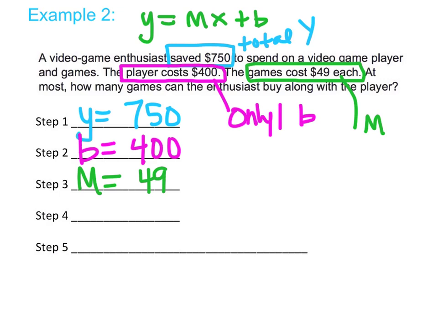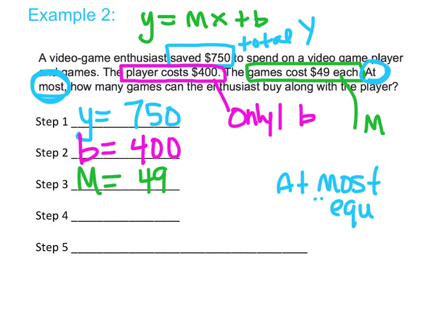For me, the thing I haven't done yet is to decide if it's going to be greater than or less than. So let's look at the last sentence. It says, at most, how many games can the enthusiast buy along with the player? So the words we're trying to figure out is if it says more than or less than. It almost does, but the word they're using this time is most, and it says at most, which means it could be exactly $750 that this person spends. And since it says at most, that means it could also have an equal sign.